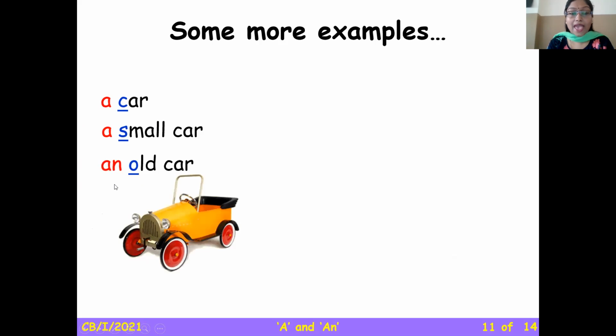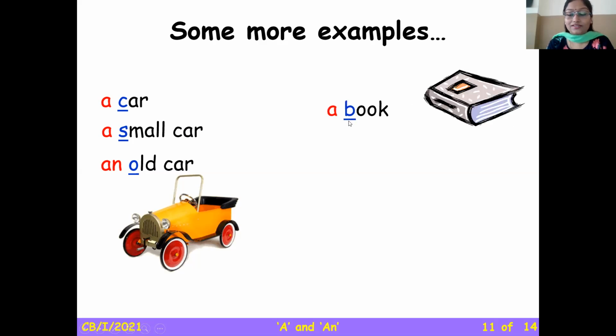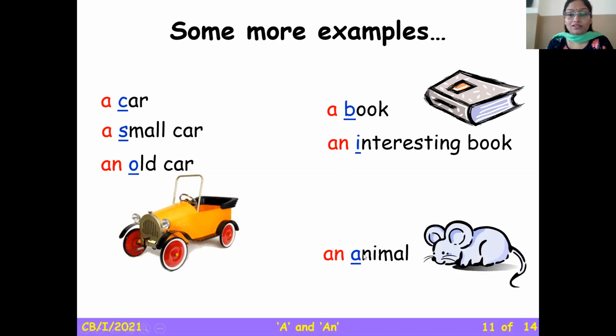So next, what is this? An old car. So why here an? Because it's used before a vowel sound. So here it is old. The sound of O is a vowel sound. Now we'll see a book. An interesting book. So you find the difference. B is a consonant sound, so we are using a, and I in interesting is a vowel sound, so we are using an. An animal. The A sound is a vowel sound in animal, so we are using an. A small animal. When small is added in front of animal, the consonant sound comes, so we are using a in front of the word small.